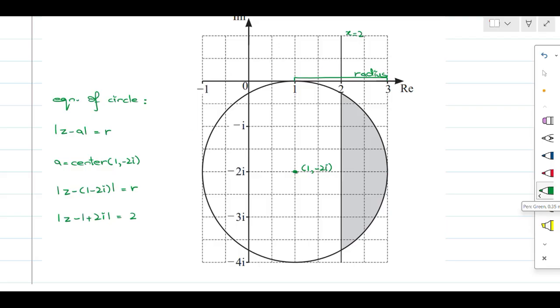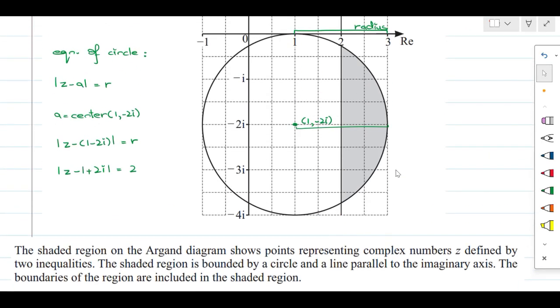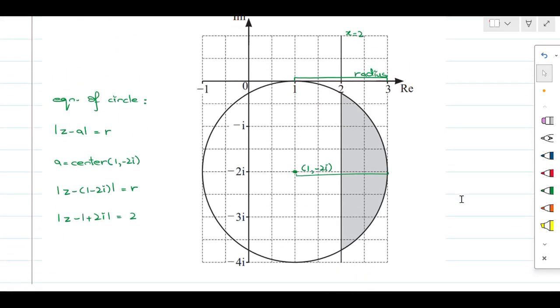The radius is from the center to the point on the circumference, and that is 2 units. The inner portion of the circle is shaded, so we say less than or equal to the radius. So the second inequality is the absolute value of z minus 1 plus 2i is less than or equal to 2. These are the two inequalities that define the shaded region. Let me explain one more time. The first inequality is x equals 2 and more than 2.